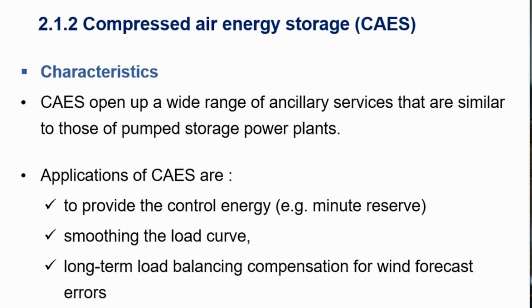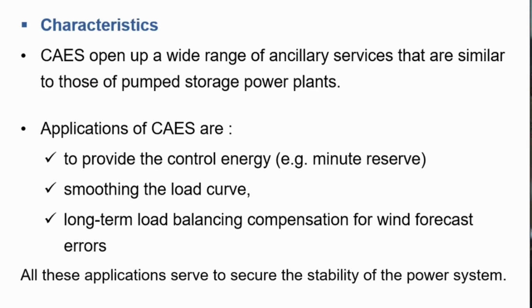By solar, it's linear, so if you make an error of 10%, you have an error in output power of 10%. For wind, it's much more severe. And all these applications serve to secure the stability of the power system. If you're able, for example, to smooth the load curve, then you're able to reduce the maximum power in transmission systems and so on. This could even lower the operation costs or even avoid necessary investments if you have an increased peak of a load.